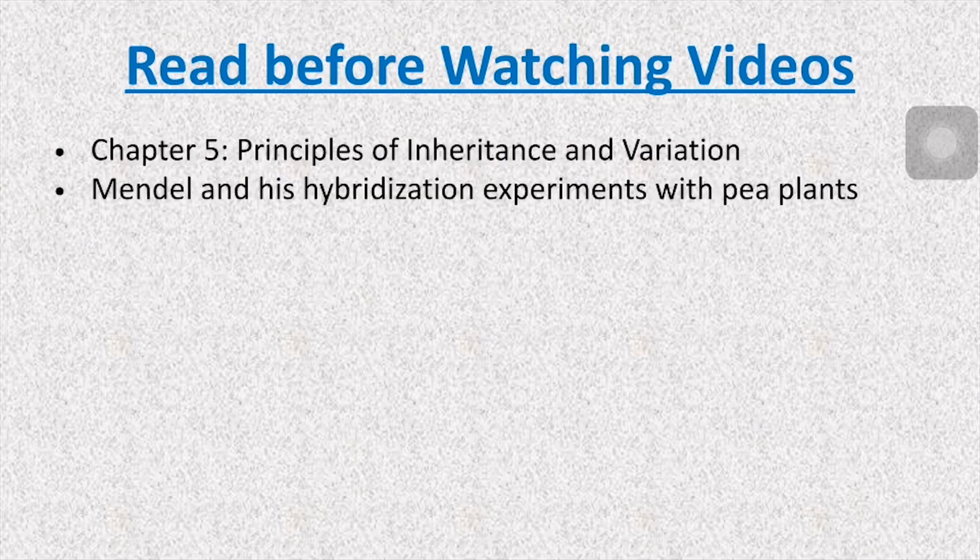For example, now I'm going to start chapter number 5, that is Principles of Inheritance and Variation. In this particular chapter, we will be studying about Mendel and his experiments. So what I want you to do is, before you watch the next video, I want you to read the first few pages, like a couple of pages from your textbook of chapter number 5. I'm not saying that you should read in such a way that you understand each and every sentence of that particular chapter. Then watching the video won't make much sense.